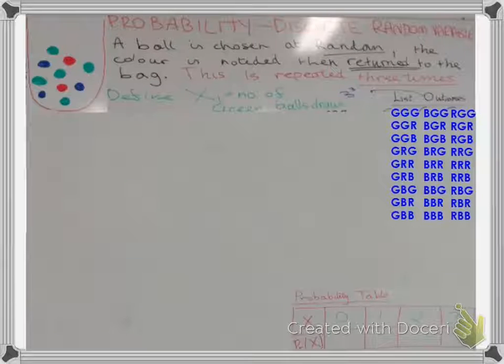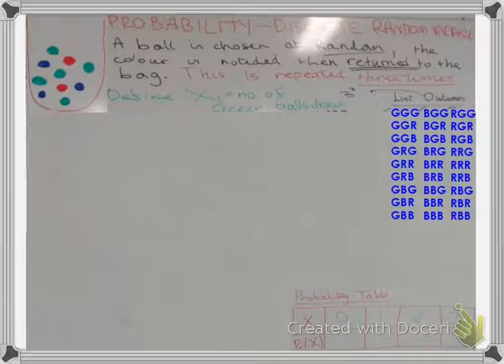Okay, let's look at the situation that we've described in this problem. A ball is chosen at random and the color is noted, then returned to the bag, and this process is repeated 3 times. So first off, let's recognize that we have 5 green out of 10, so the probability of drawing a green is a half. And we've got 3 blue out of 10, so the probability of drawing a blue is 3 out of 10, 0.3, and the probability of drawing a red is 0.2, 2 out of 10.